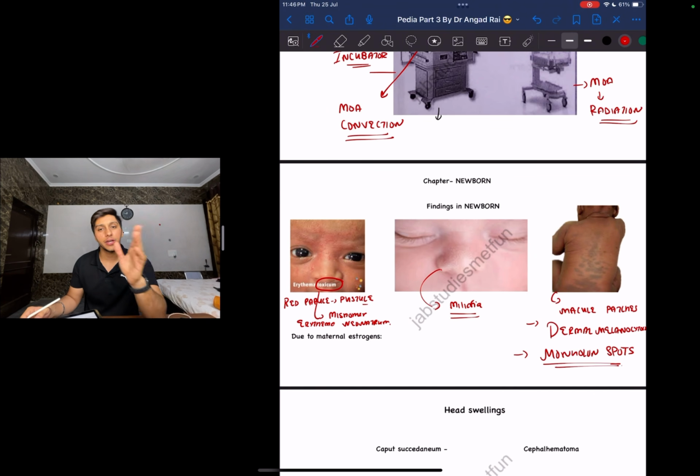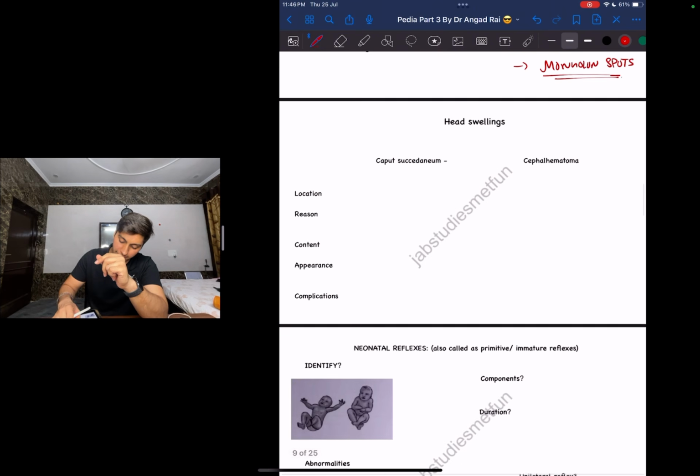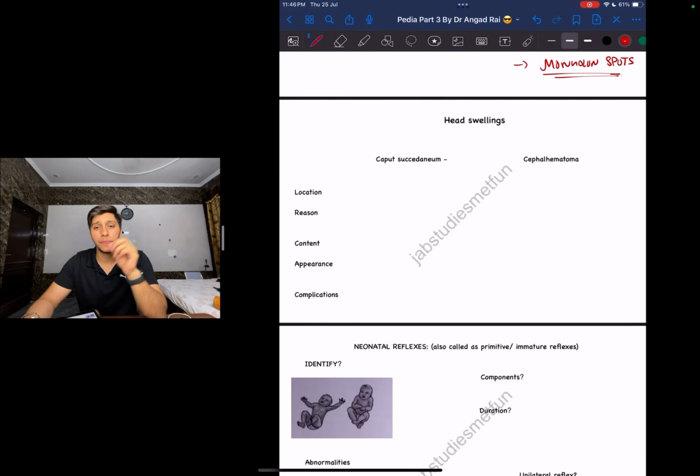Treatment is reassurance. Okay, now guys, let's talk about a very important topic, that is head swelling. So many times this question has come. So let's talk about caput succedaneum and cephalhematoma. Very easy, but people get confused in this. So remember this, how I'm going to teach you.